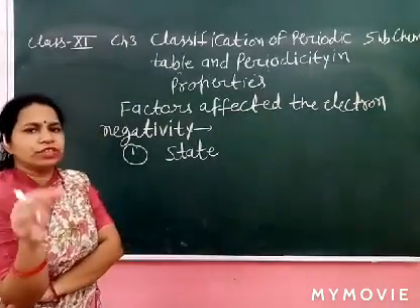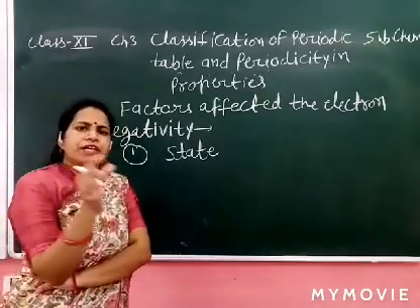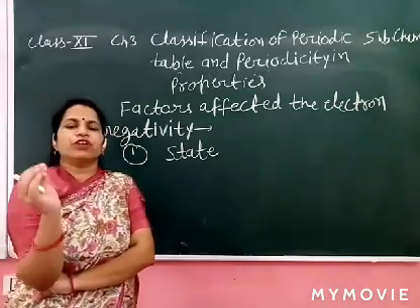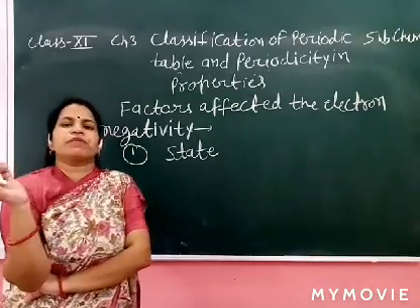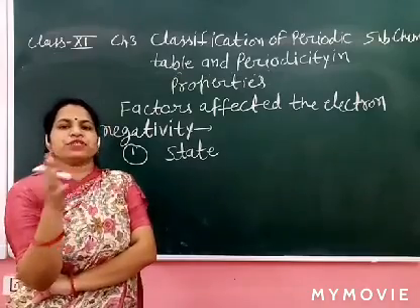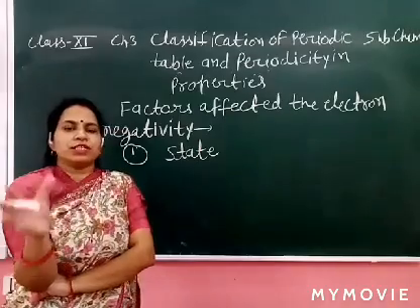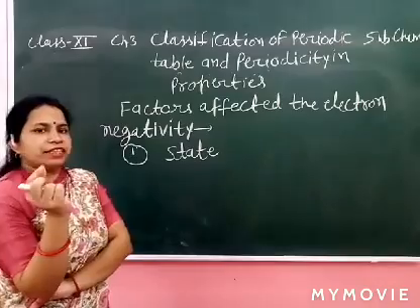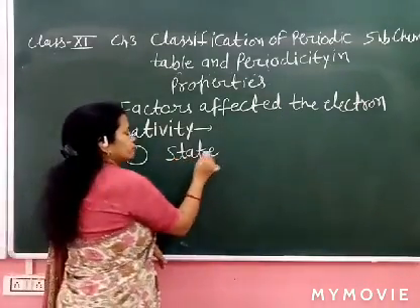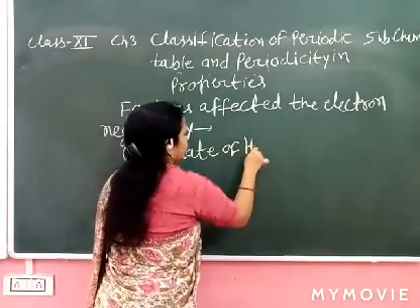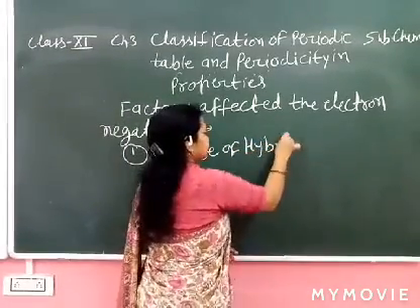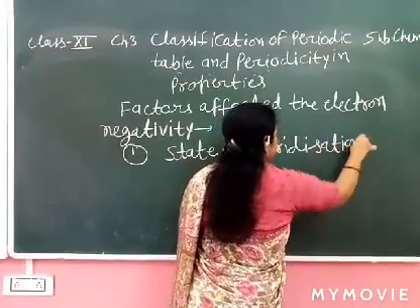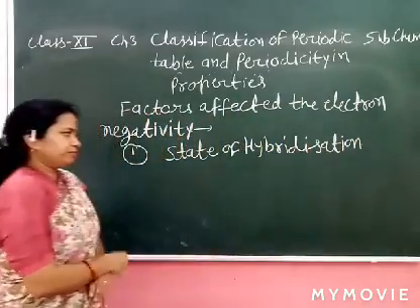Hybridization is not a theory, this is a phenomenon. Intermixing of orbitals, s orbital, p orbital, d orbital. There are different types of hybridization: sp, sp2, sp3, sp3d, sp3d2. We will discuss these in a later class. Now, state of hybridization. Here you have to learn the hybridization.